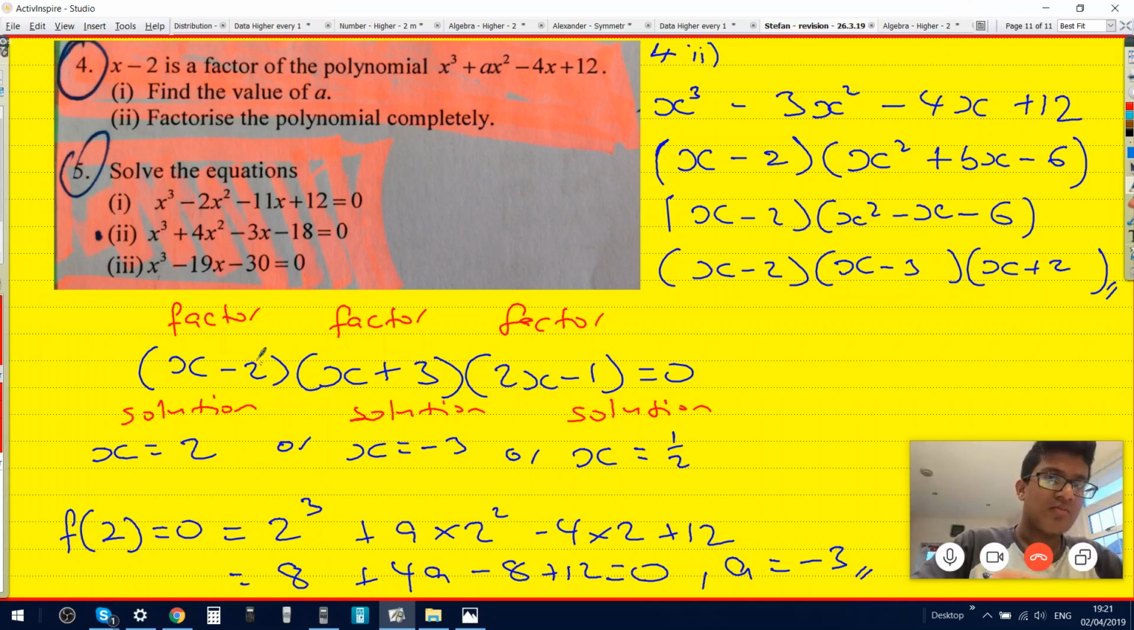So the way we did from the brackets, from the factors to the solutions, you can also go from the solutions back to the factors, if you're ever stuck.